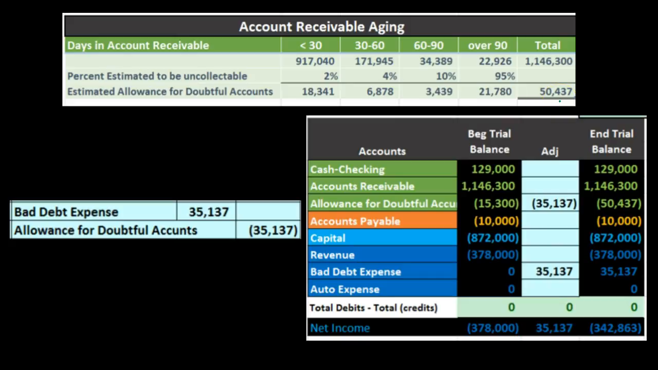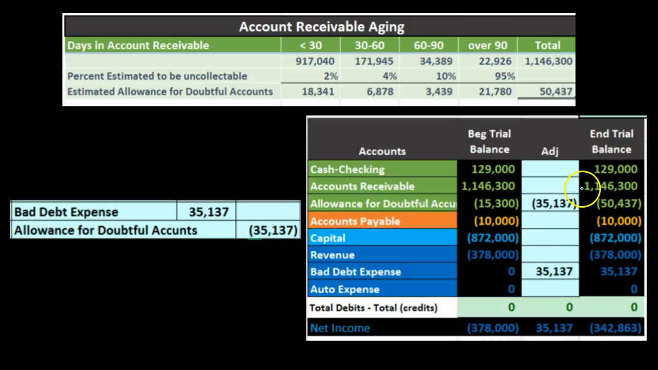We may come to a number here where we came to 50,437, that being what we think the allowance should be. If that's the case, then we have to look at what the allowance is and then make it that 50,437 by, in this case, recording the difference, which would be this 50,437 minus the 15,003, giving us this 35,437. That would be recorded. Here's the credit that's making this 15,003 go up to the 50,000. Here's the debit recording the expense side of it.